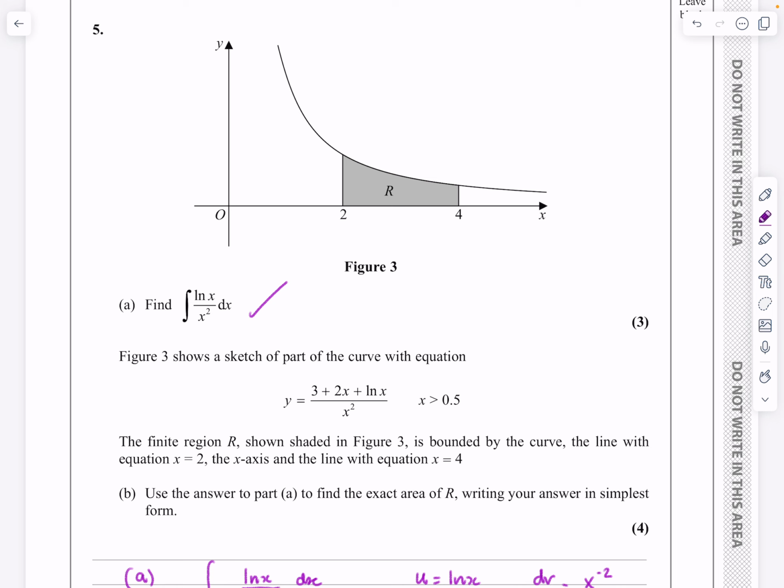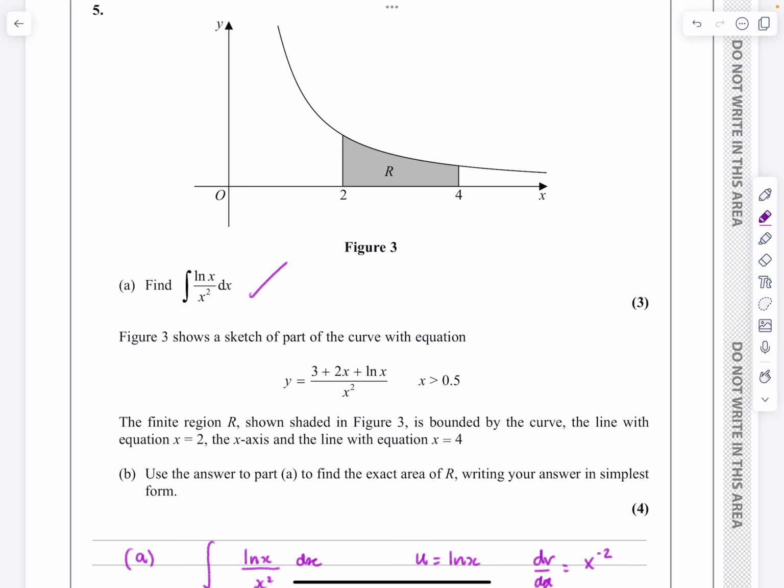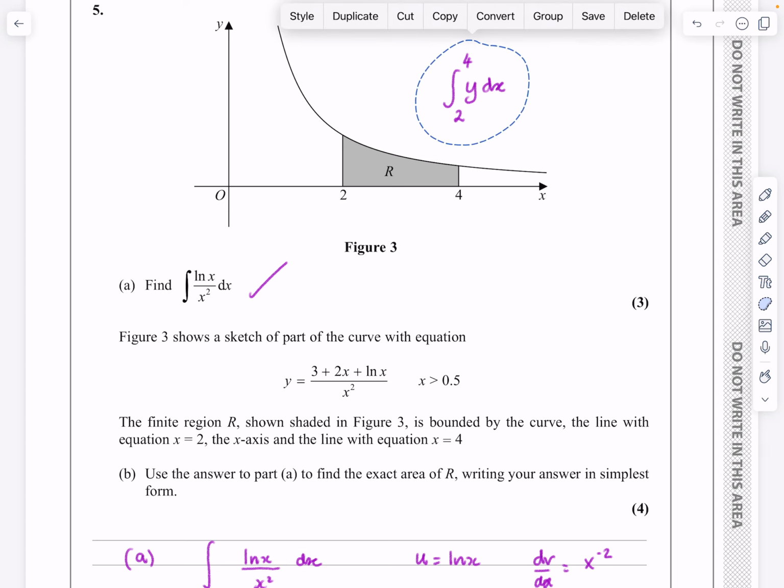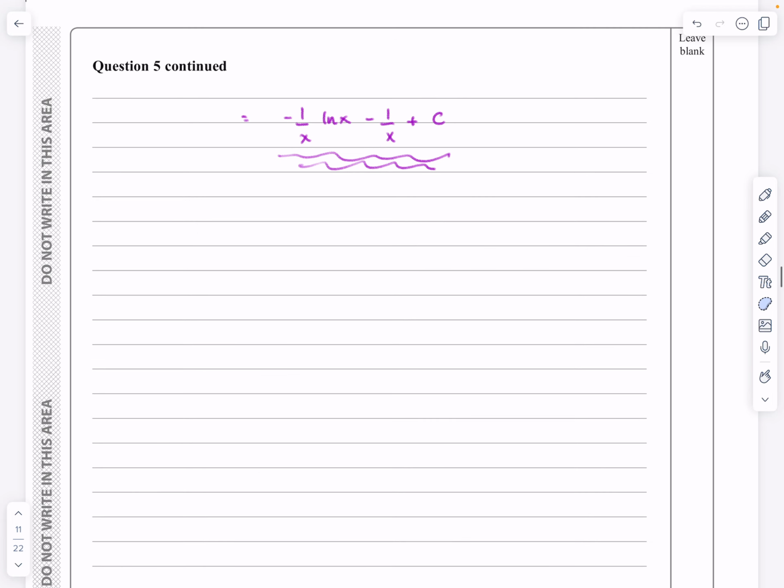Part B then says we've got the sketch here, and what they want us to do is work out the exact area of R. So the exact area of R is going to be the integral of y dx between 2 and 4. So let's actually go and do that as part of my answer. Put it down here, tell the examiner what I'm doing.